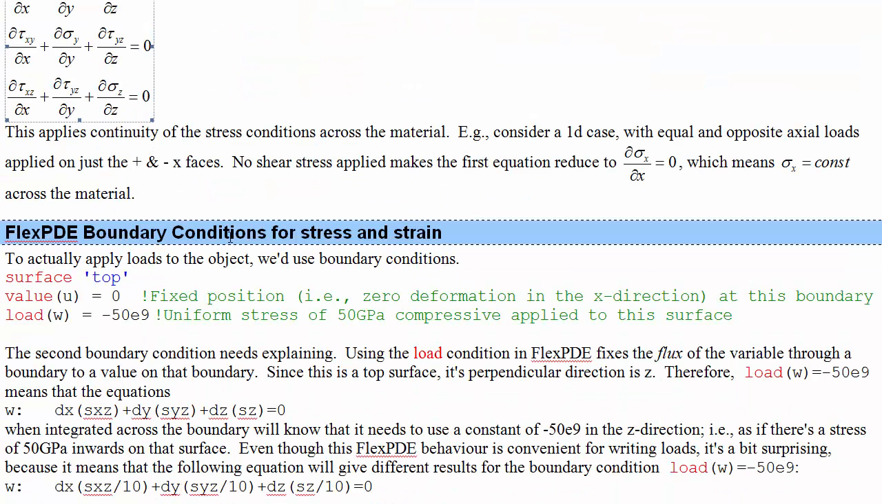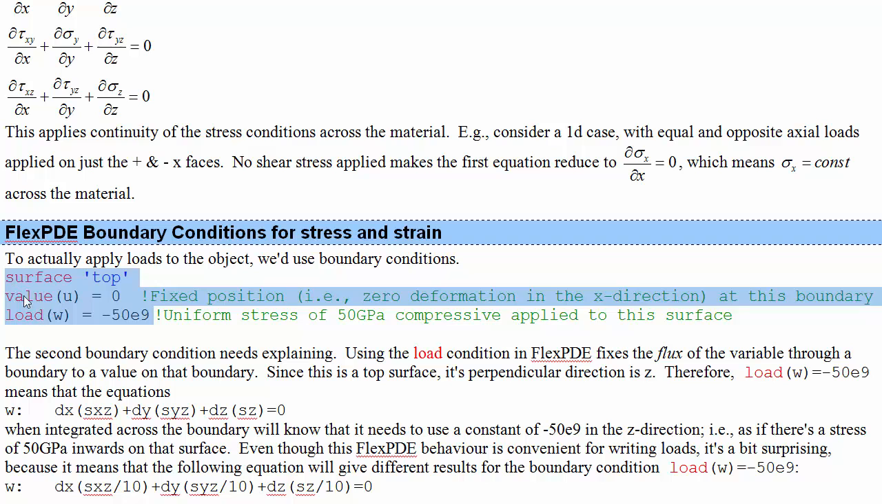Okay, FlexPDE boundary conditions. Let's look at the boundary conditions now. To actually apply loads to the object, we'd have to use boundary conditions. So for instance, if we wanted to apply a load in the negative z direction, then on the top surface, after we extrude a shape from this, we'll look at an example of how you might draw some shapes soon, and in the tutorial you're going to look at a lot of those. Then we're applying a load in the negative z direction on the top surface of 50e minus 9.